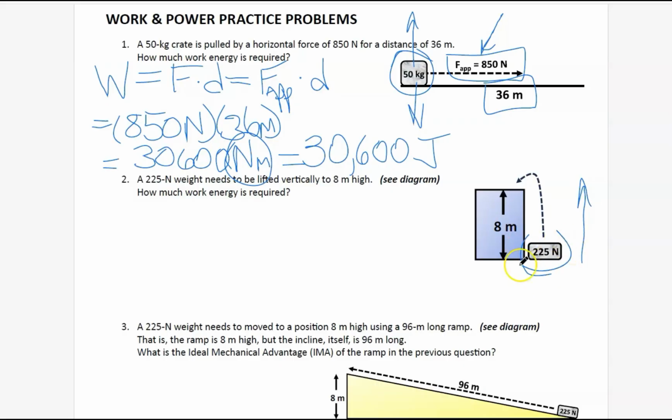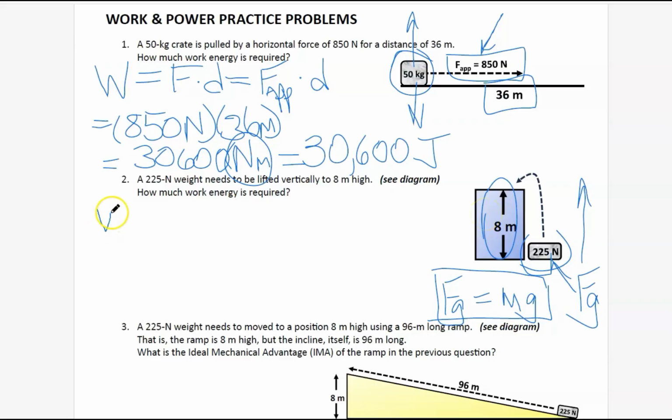Well, the weight is given to you. It's 225 newtons. Now, if you were given a mass in this case, remember, if you were given a mass, you'd have to figure out that the weight is equal to the mass times gravity. But we're not going to do that because we were given the weight directly. And we were given the displacement in the question. So we use the same work formula. It's equal to the force times the distance.